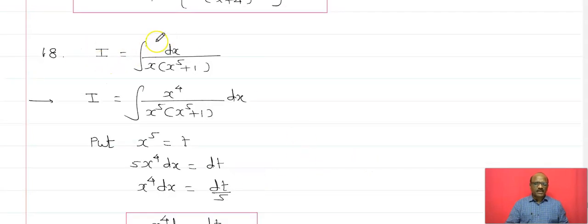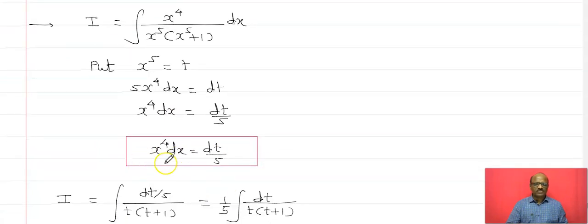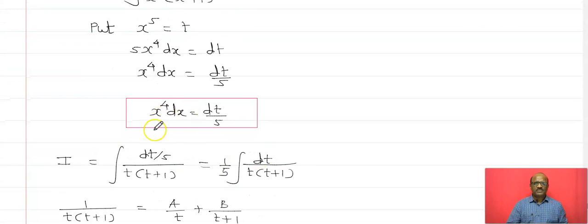Again, problem number 18: I equals integral dx upon x(x^5 + 1). Again multiply numerator and denominator by x^4. Then you will get I equals integral x^4 upon x^5 (x^5 + 1) dx. Put x^5 equals t. Therefore 5x^4 dx equals dt, so x^4 dx equals dt by 5. Therefore the value of x^4 dx is dt by 5.